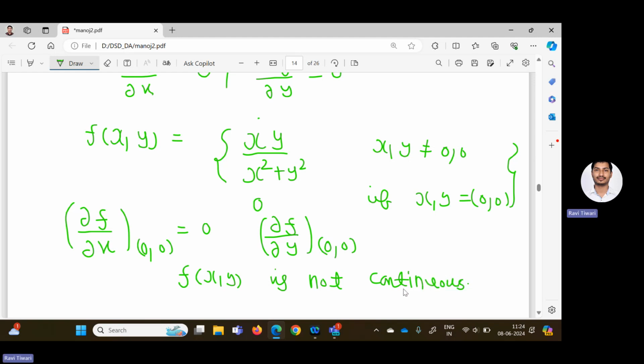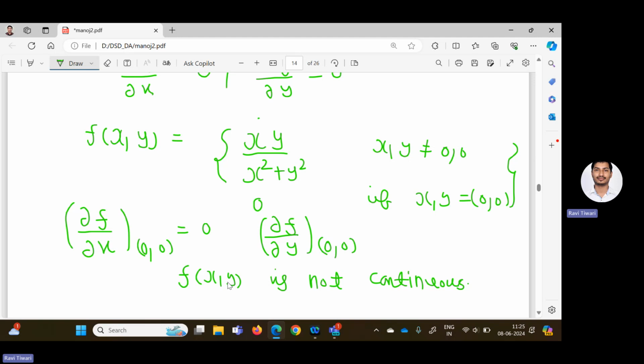Before, I explained that along the x-axis the limit is 0, along the y-axis the limit is 0, and along y equal to x we get the limit 1/2. So by using the path test, we can make sure that the limit does not exist. If the limit does not exist, then the function cannot be continuous. So this example shows that the partial derivative of this function at (0, 0) exists, but the function is not continuous. So you should clear your concept in a proper way.